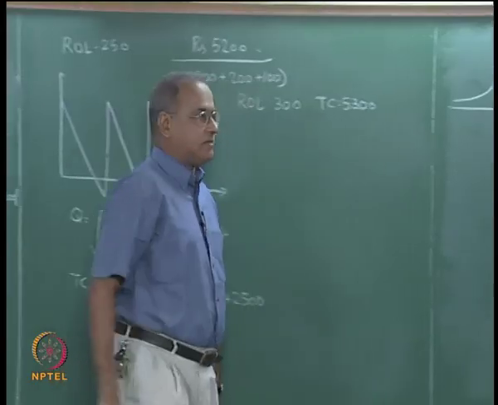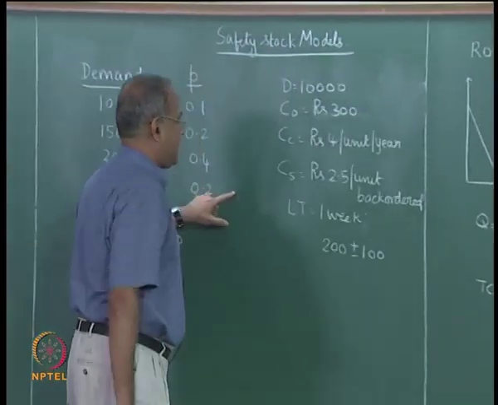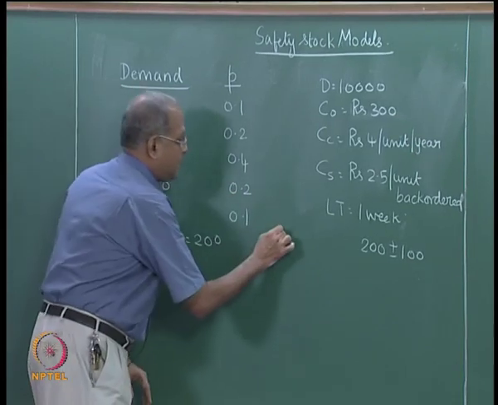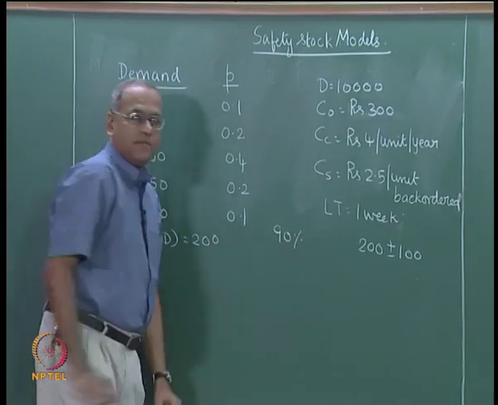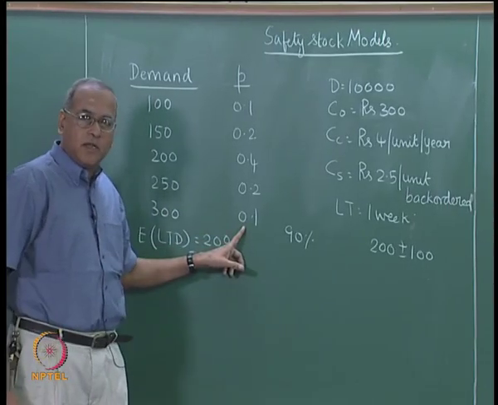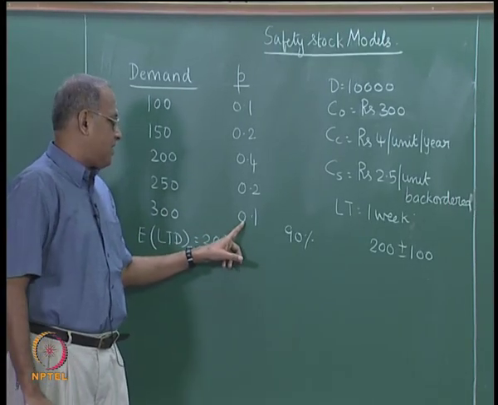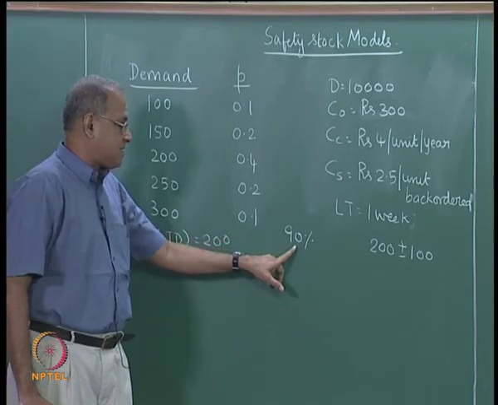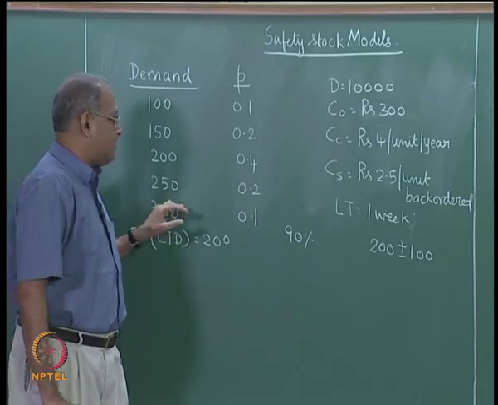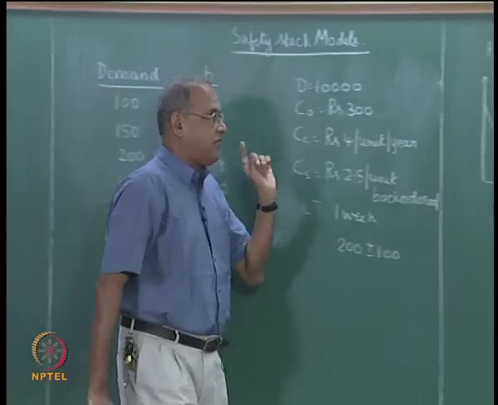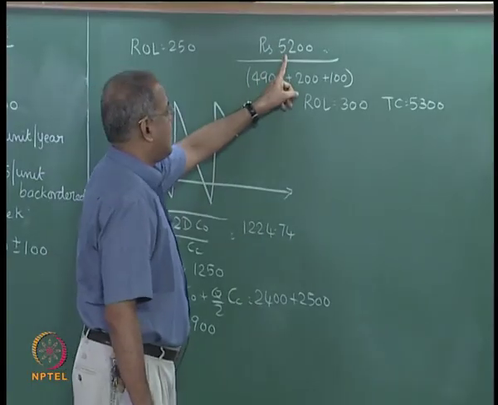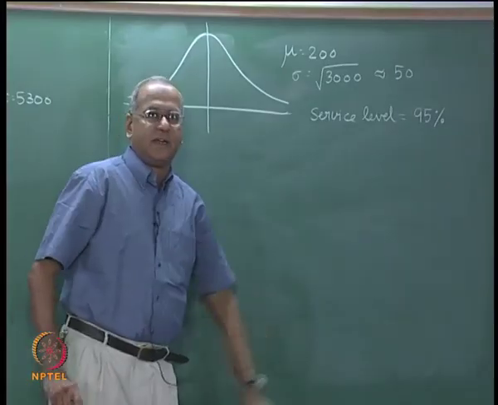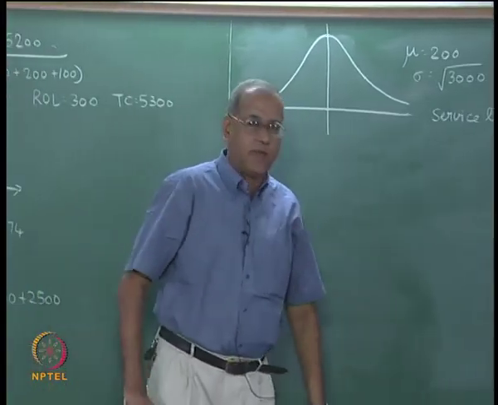now let us observe that in the earlier case, when we fixed the reorder level at 250, we said that the service level is 90% because there is a 10% probability, or a 0.1 probability, that the demand may exceed the reorder level of 250. Now for a 90% service level with reorder level equal to 250, we found out that the total cost was 5200. Now in this case, let us assume that we are interested in a service level of 95%.